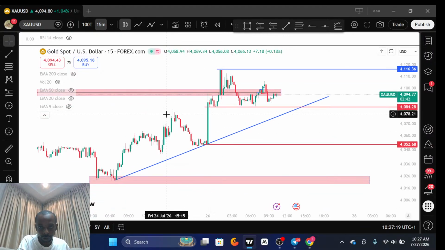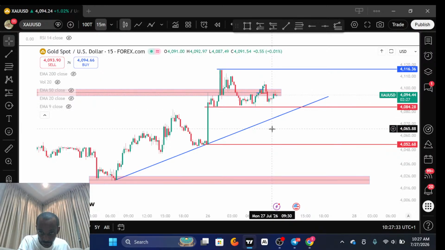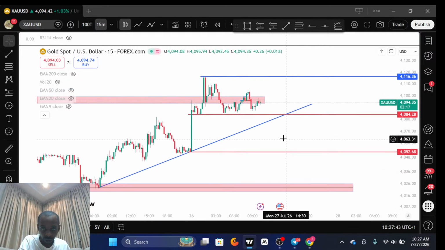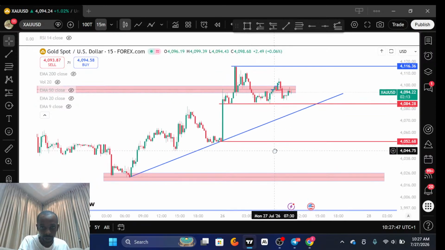We had an impulsive move here, a break of structure, and we have not had a perfect exchange of character. So if this market breaks below here, then we are very sure that this market is going to sell down to this point, then to this point, and to this point. This is what I expect the market to do practically.